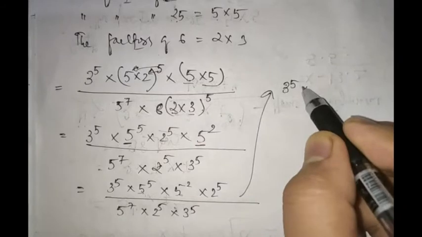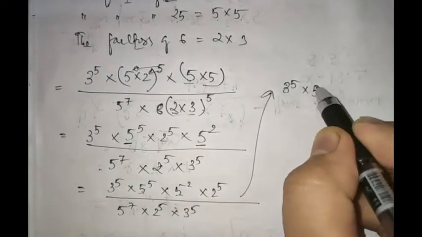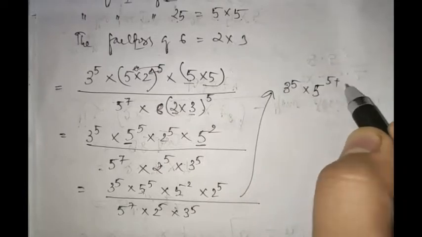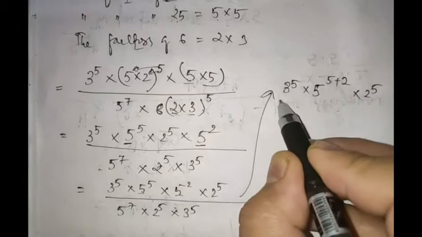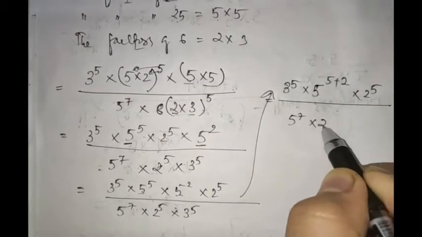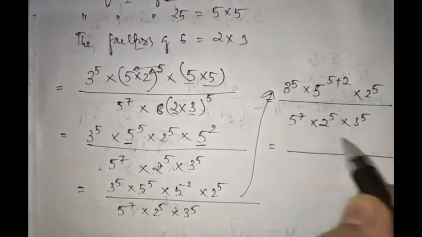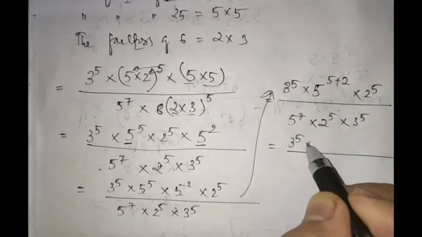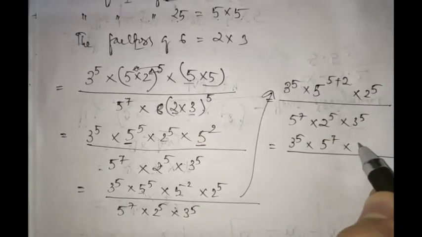So 3 to the power 5 into 5 and 5 is having the same base, so one base will be written and the exponents will be added. 5 plus 2 into 2 to the power 5 divided by 5 to the power 7 into 2 to the power 5 into 3 to the power 5. Alright, so now next proceeding, 3 to the power 5 into 5 to the power 7. Why? 5 plus 2 is 7, into 2 to the power 5.